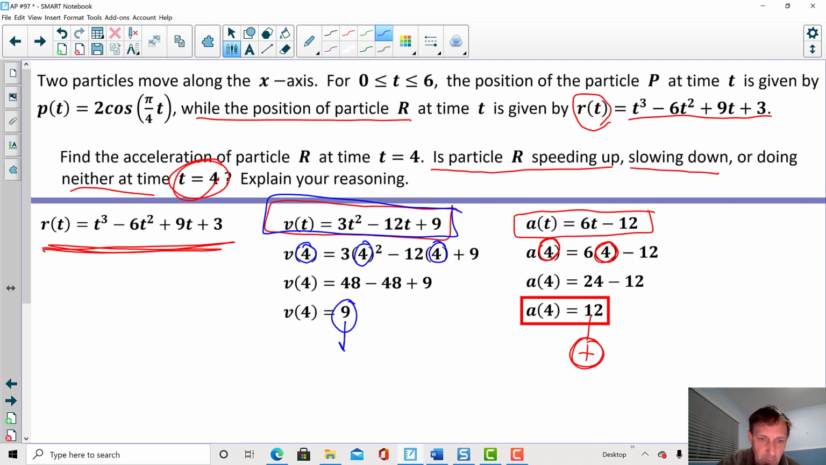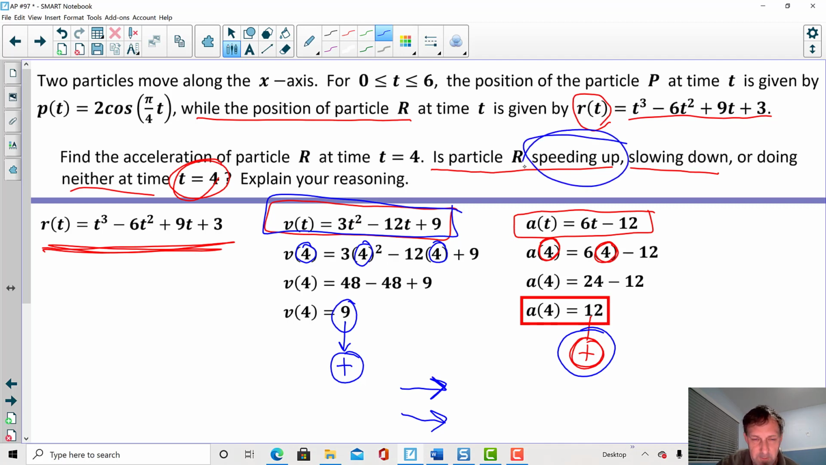Again, the 9 is not important, but the positive is important. If the velocity at that moment in time is positive, it means that the particle is traveling to the right. And then the acceleration was also positive, so it's kind of like a gust of wind that's also pushing it to the right. So in this case, we're getting positive for the velocity and for the acceleration. So we would say that the particle is speeding up when t is equal to 4.